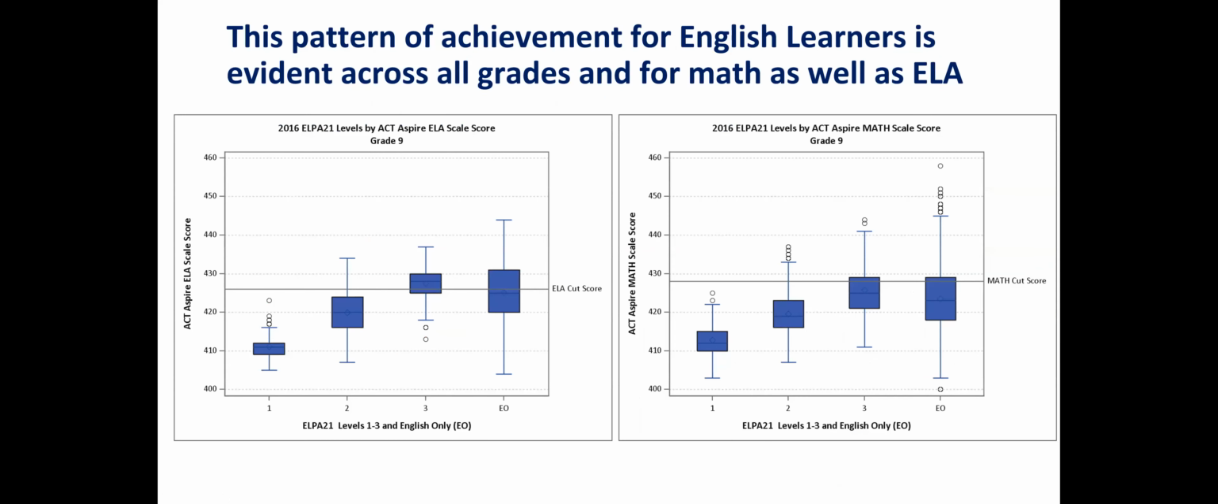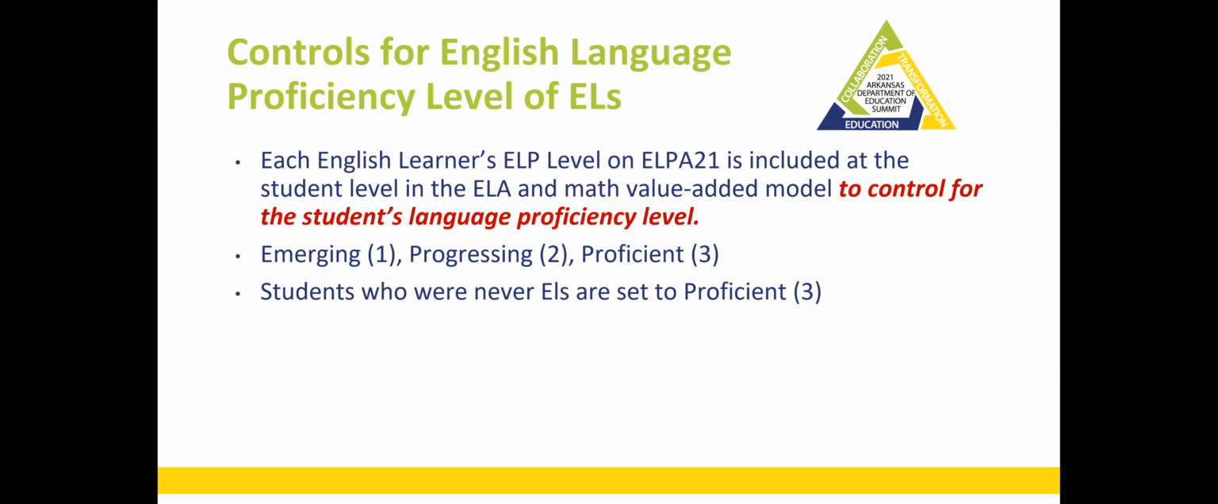So notice this pattern occurs in all of the content areas: English language arts, math, and science. The more proficient an English learner is, the higher their scores tend to be, and the more they approach the scores of English-only students who were never English language learners.